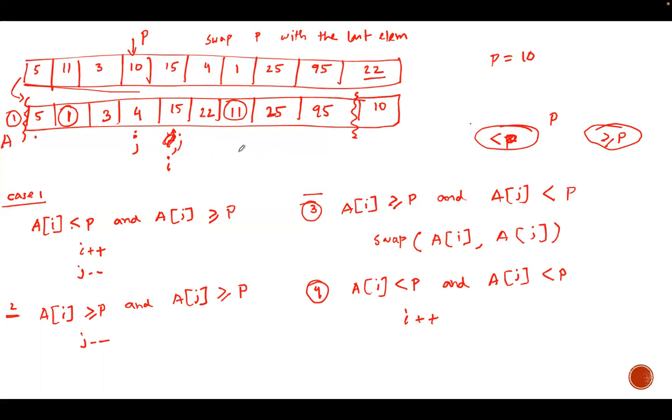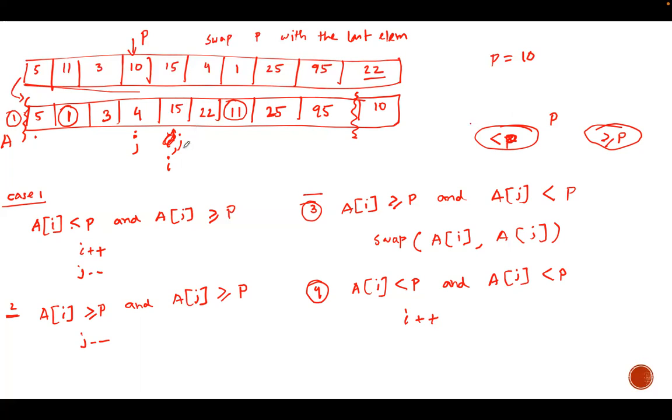So you can see that I am moving i from left to right and I'm moving j from right to left. At some position, we'll see that j will become less than i, and this will be our position when we are going to stop. Okay, so we are going to stop here.